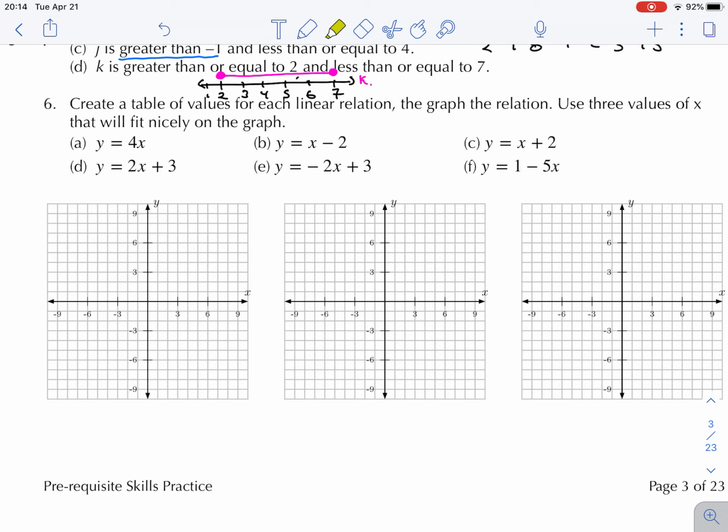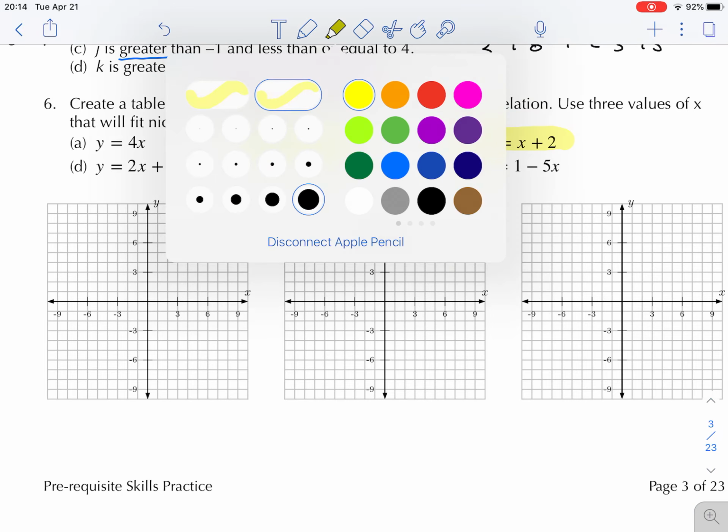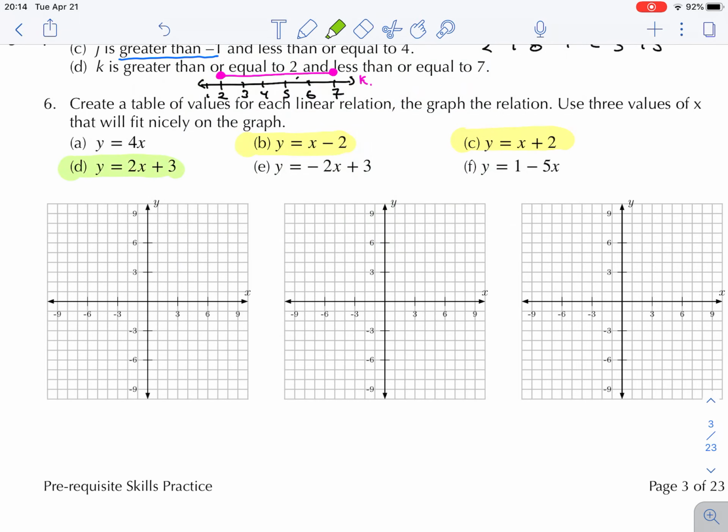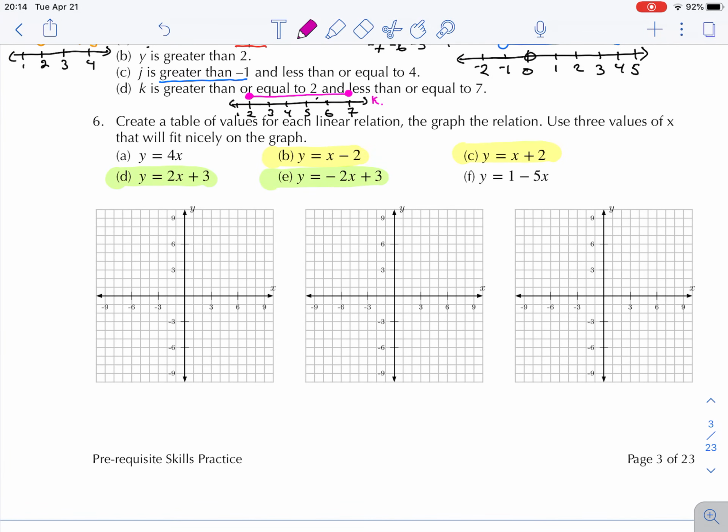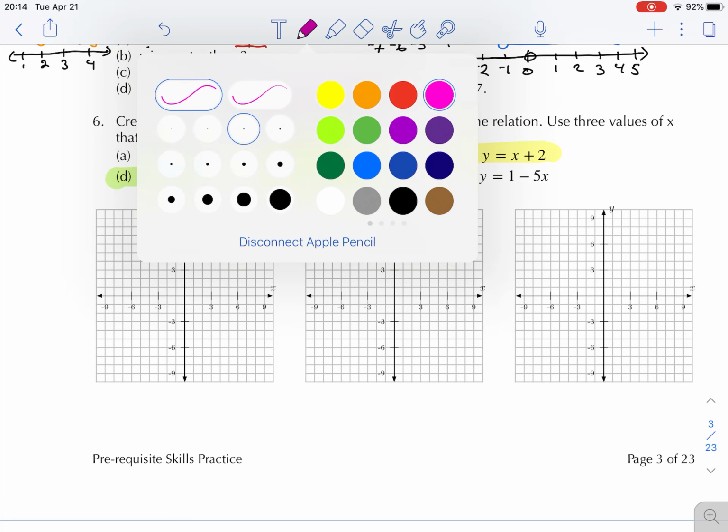I'm looking at them. A is y is equal to 4x, B, y is equal to x minus 2, C, y is equal to x plus 2, D, y is equal to 2x plus 3, E, y is equal to negative 2x plus 3, and F, y is equal to 1 minus 5x. I notice B and C look similar, so I'm going to put them on the same graph. I also notice that D and E look similar, so I'm going to put them on the same graph. That means A and F go on a graph together.